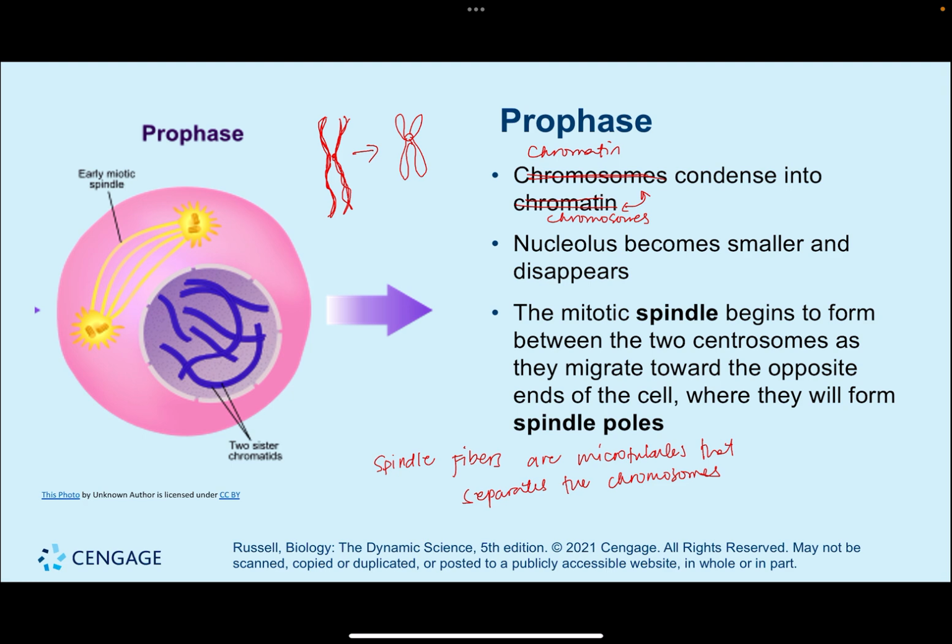And then this is what prophase looks like. So here, as you can see, the nuclear membrane and the nucleoli of the nucleus are starting to disappear. And then the early mitotic spindle is beginning to form from the centrosome.